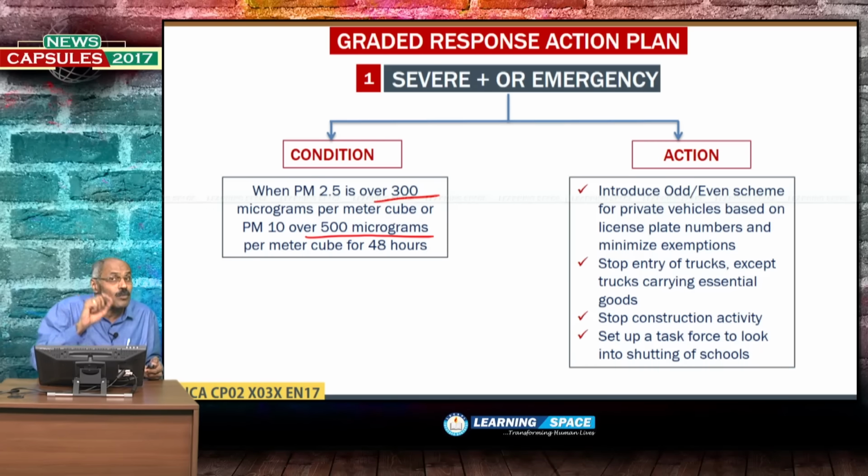When PM 2.5 crosses 300, this is very important, or PM 10 crosses 500 micrograms per cubic meter and it stays on for 48 hours, then the action is: the odd-even scheme is to be implemented, entry of trucks is to be restricted, construction activity is to be stopped. So, like this graded action plan is devised, right.